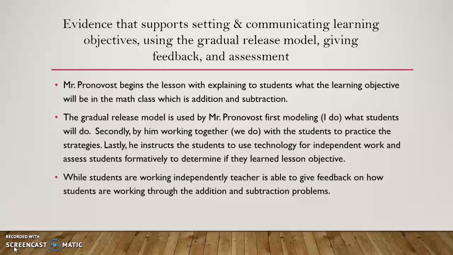So the we do is when they're working together on the computer and they're going through the lesson together. If you remember in the video, they actually sat on the carpet together and they talked about the different keywords that they can look at for addition and subtraction. And then the you do is when they actually begin their games. While students are working independently, the teacher is able to give feedback on how students are working through the addition and subtraction problems. So that just falls right back into the assessment, which is more so a formative assessment.